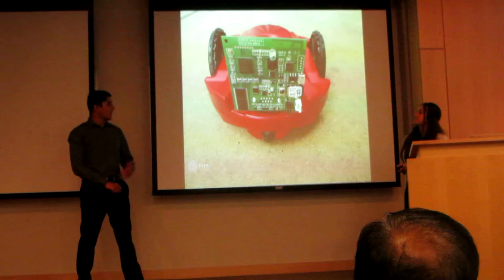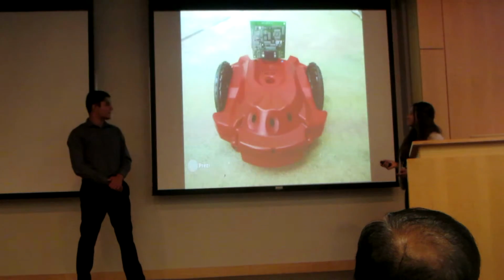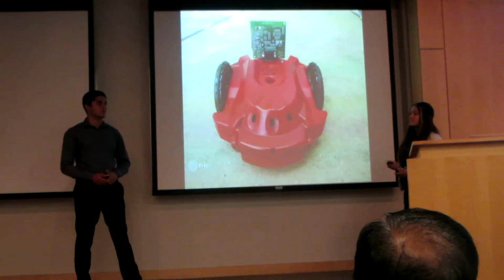And this is just the front of our Scribbler, and here you can see the infrared sensors that we use to detect obstacles. And this is the back, where you can see the 3 light sensors that we use to detect the light.